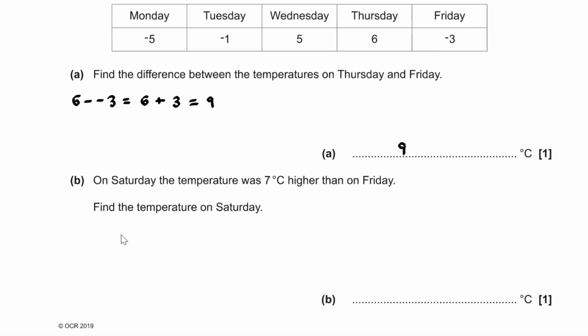Well, the temperature on Friday is equal to minus 3. That's what we know so far. And if we have 7 degrees higher, adding on 7 to negative 3, we get 4. And therefore the temperature on Saturday was 4 degrees C.